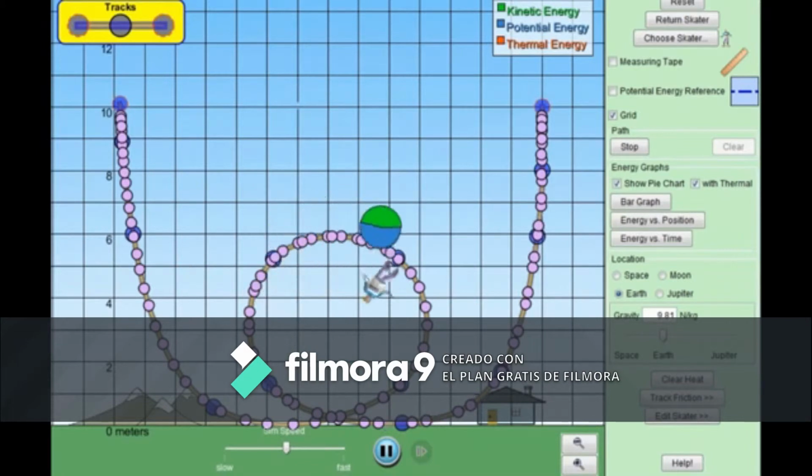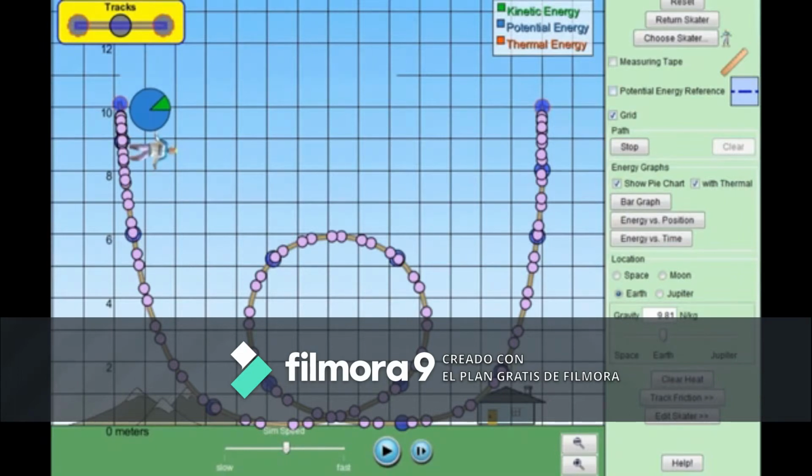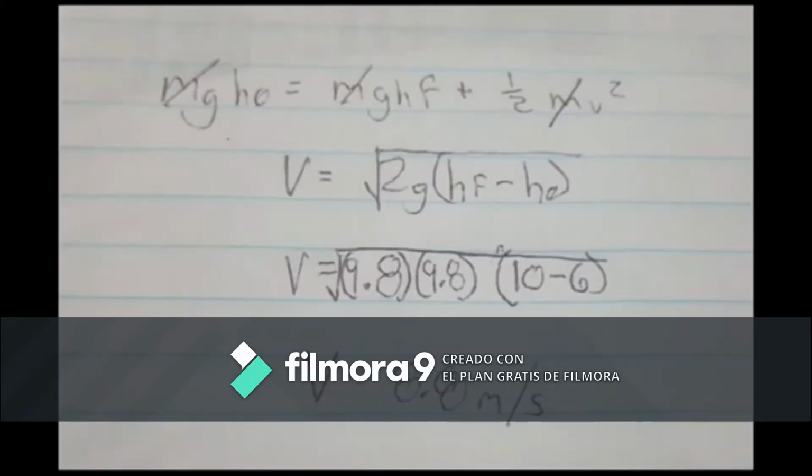And also when he's at the top of the loop at the 6 meter, he gets half of the kinetic energy because he gets velocity but not enough to get the full kinetic energy. We can get the velocity of the skater by using the formula and substituting our values. So this will give us 8.8 meters per second.